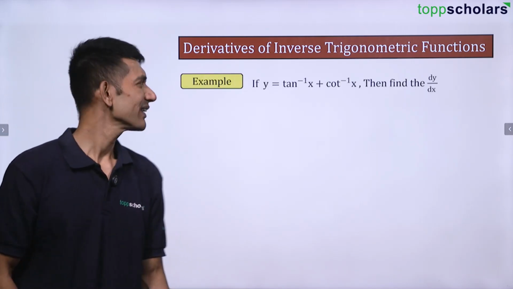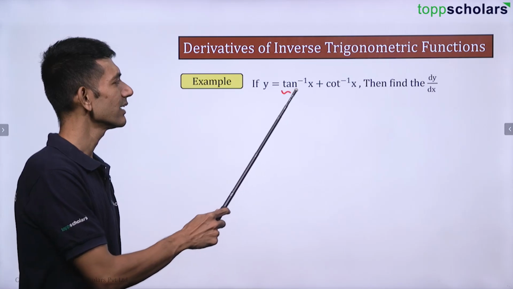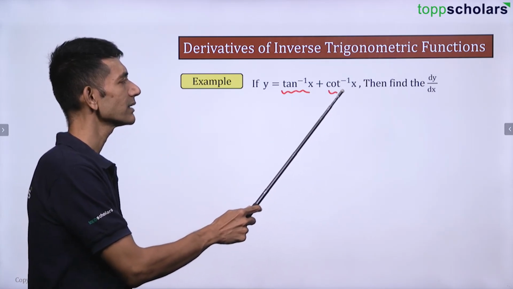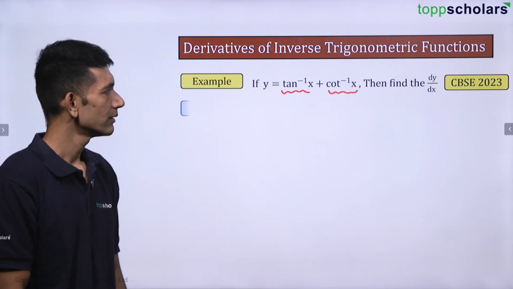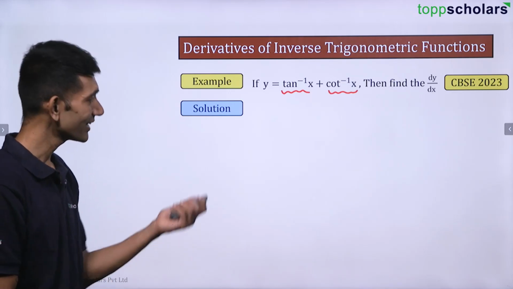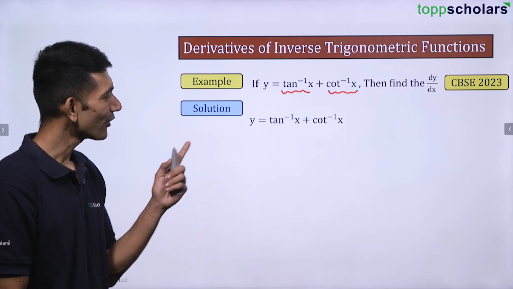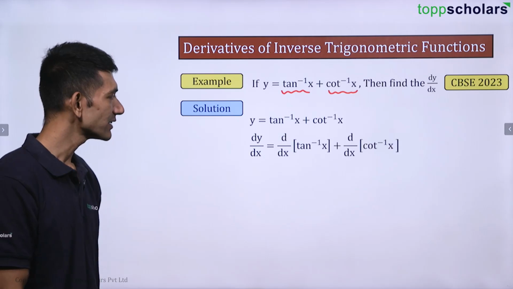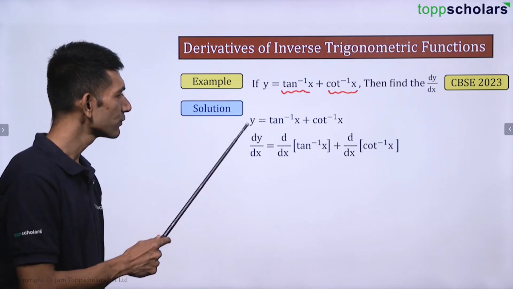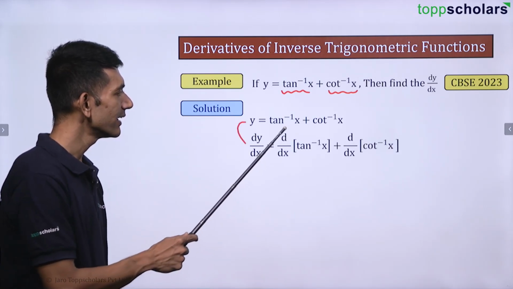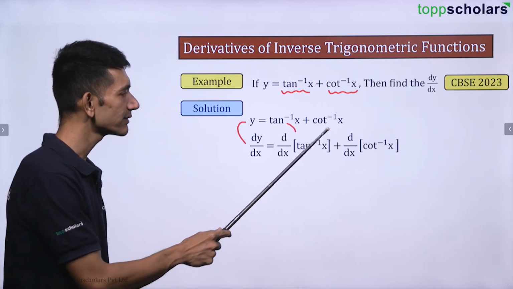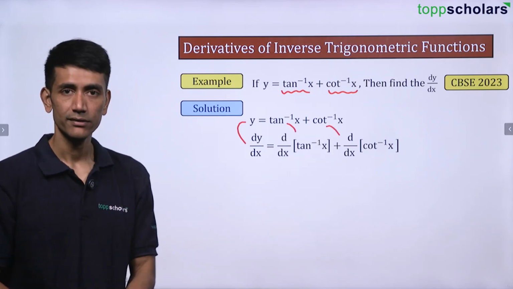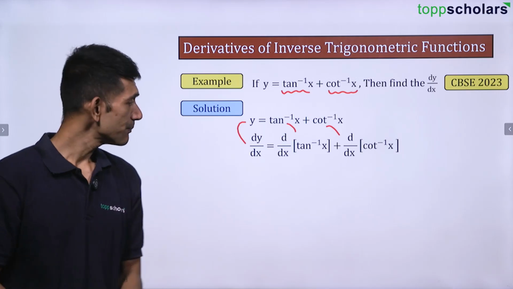Now let us see an example, a very simple question. There is nothing much. Derivative of tan inverse x plus cot inverse x. And this was asked in the boards as well. See, very simple question. We already know the formula. We'll differentiate both sides with respect to x. So y becomes dy by dx. This is d by dx of tan inverse x. This is d by dx of cot inverse x. So we can separate them.